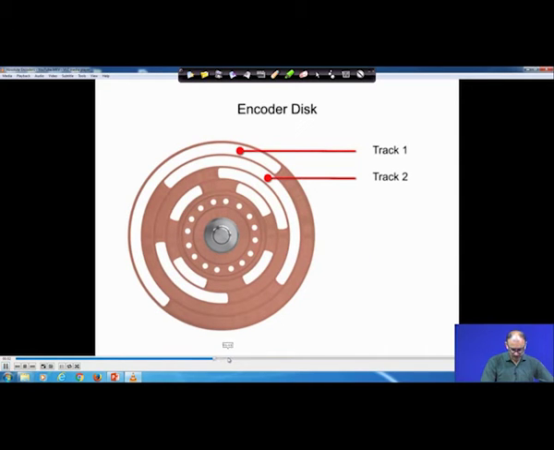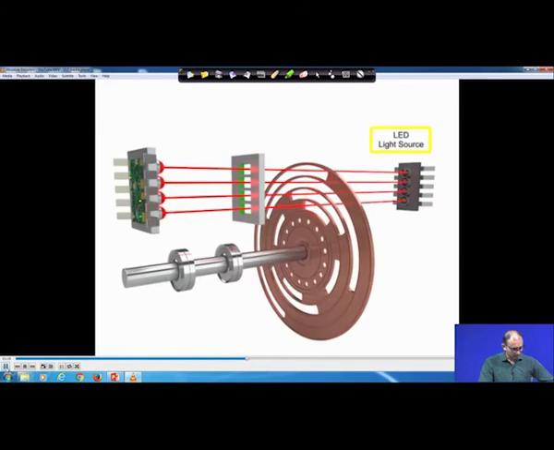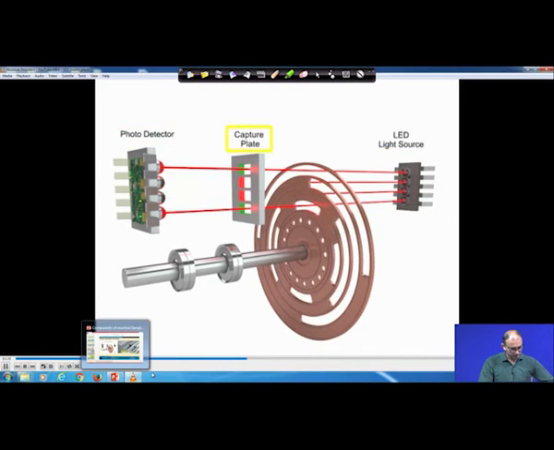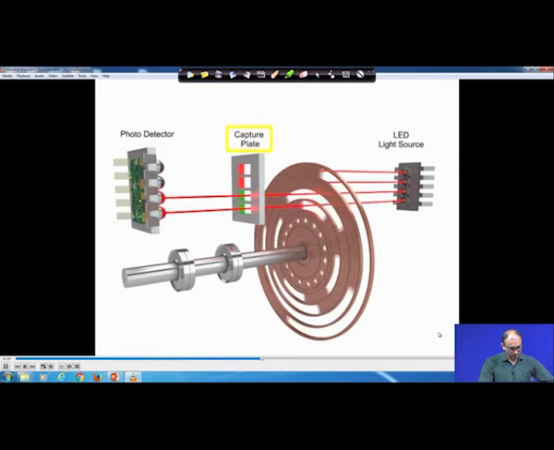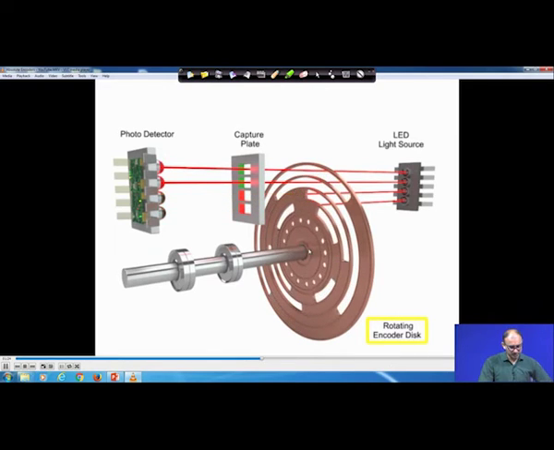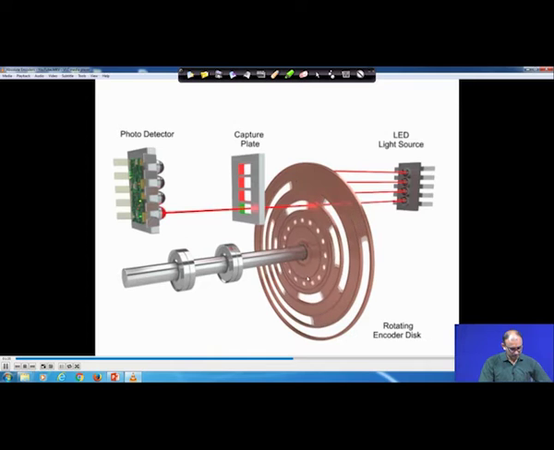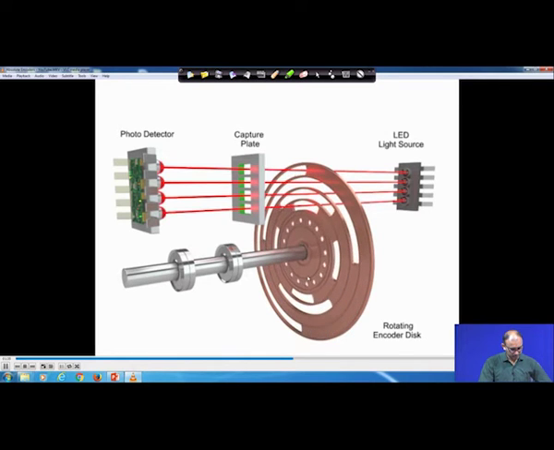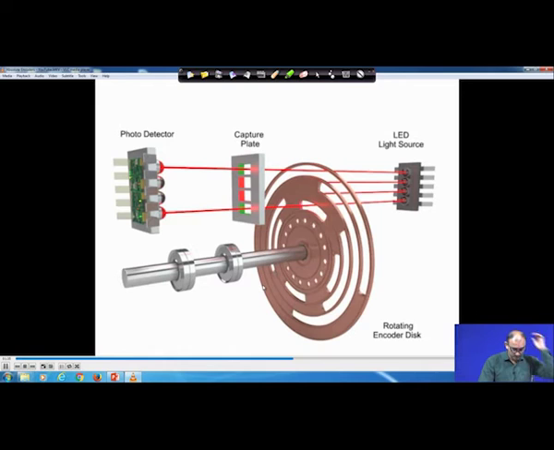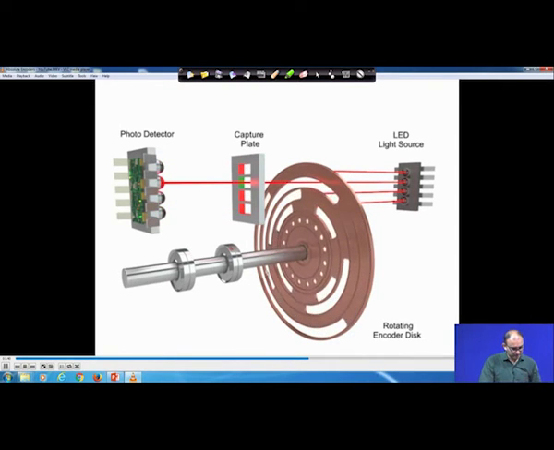So, these are the tracks that we have seen in the previous slide. So, this is how it will capture all the signals. Correct.